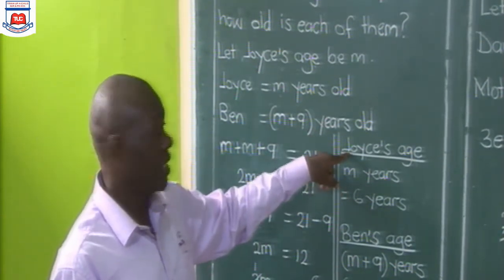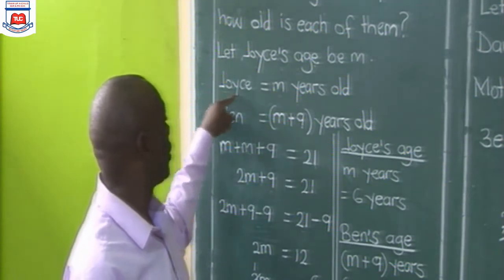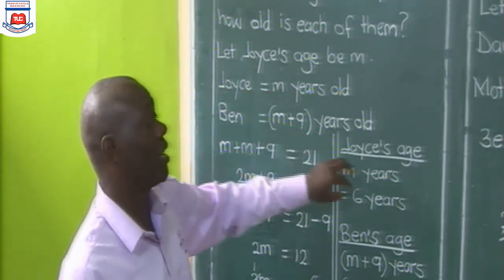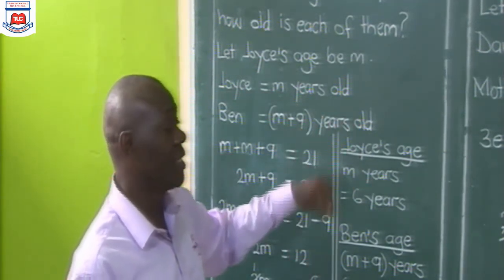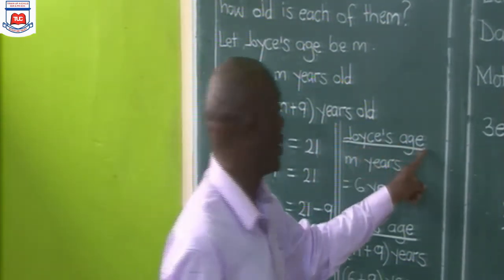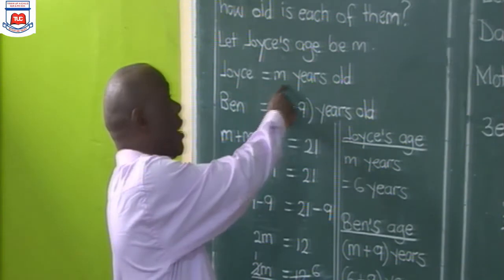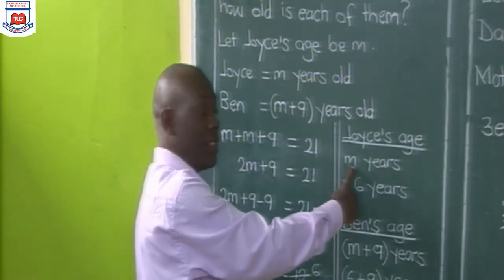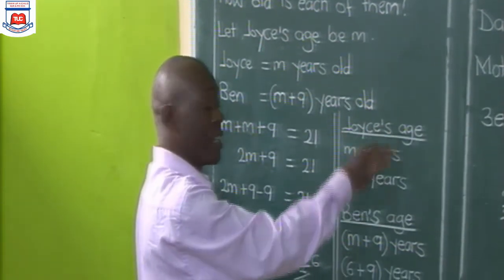So we've got to find Joyce's age, not in terms of M now, but through substituting the M value in M. You say Joyce's age. We formed very well that Joyce is M years. You annex it here or write or bring it down.